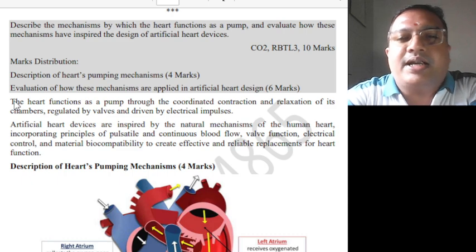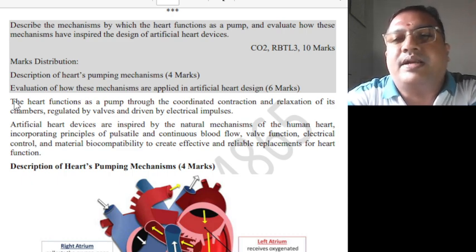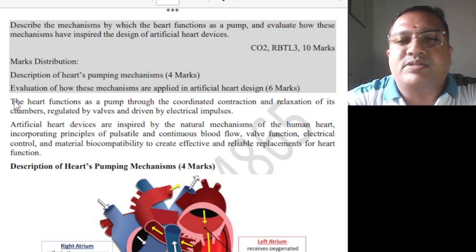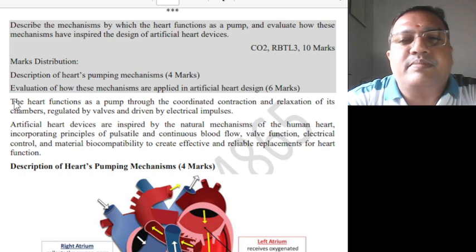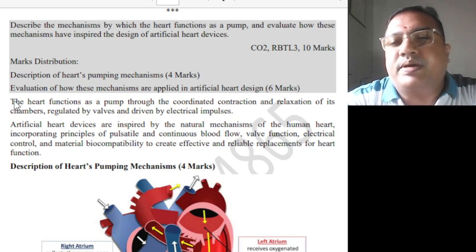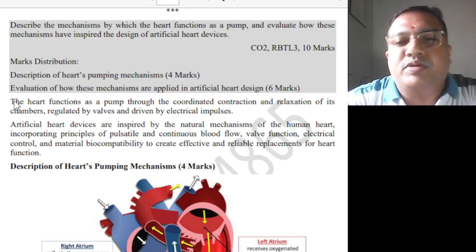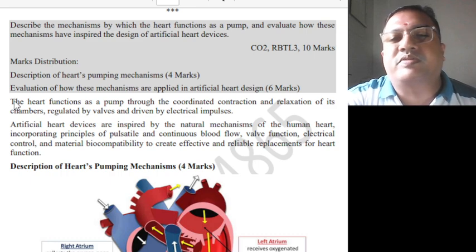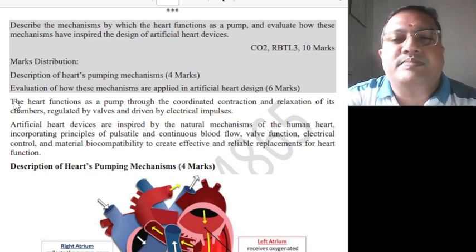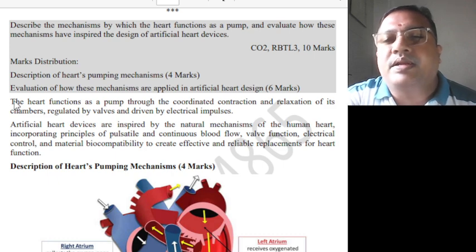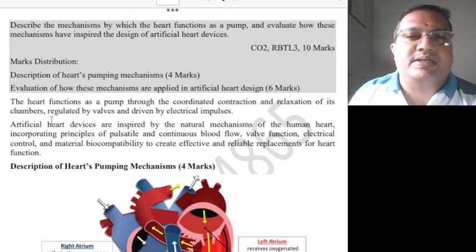Okay, so the heart functions as a pump through coordinated contraction and relaxation of its chambers, regulated by valves and driven by electrical impulses. Artificial heart devices are inspired by the natural mechanism of the human heart, incorporating principles of pulsatile and continuous blood flow, valve functions, electrical control, and material biocompatibility to create effective and reliable replacements for heart function.